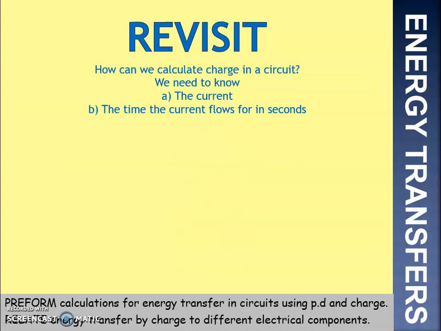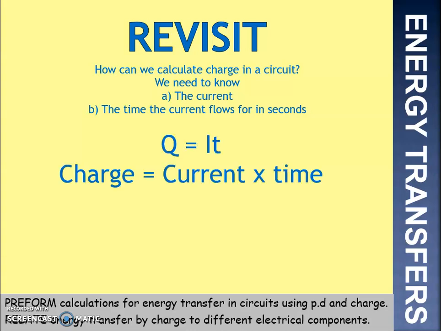Quick revisit. How can we calculate charge in a circuit? Well, we need to know the current and we need to know the time the current flows for. Current is the rate of flow of charge. That tells us how many coulombs are flowing per second. So if I know 10 coulombs flow per second, I know in 2 seconds that'll be 20 coulombs. In 10 seconds that'll be 100 coulombs. So our equation for this is charge equals current times time.